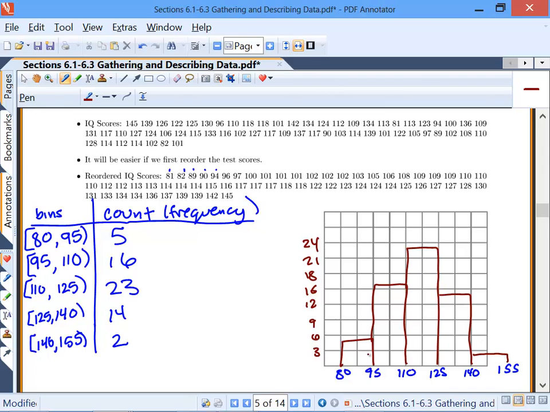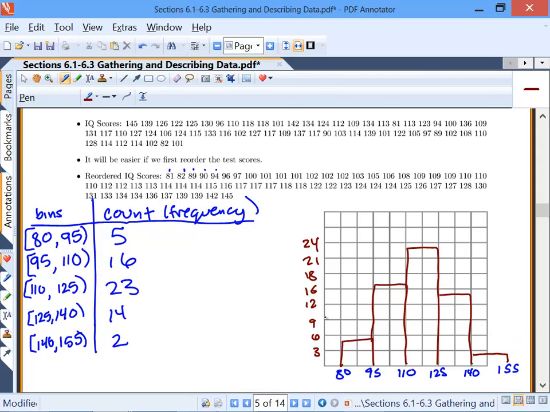Notice I did choose equal width bins, and because I did equal width bins, I could just draw the height of each rectangle to the count, and that made it very easy. Okay, instead of doing counts, I could have changed these to percentages if I wanted to. Either way is viable.